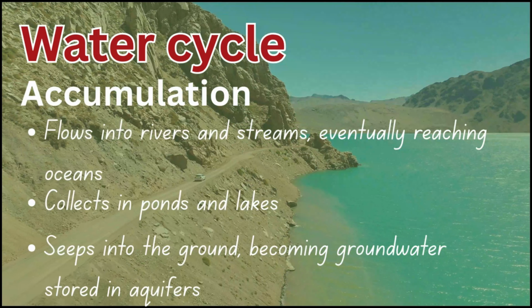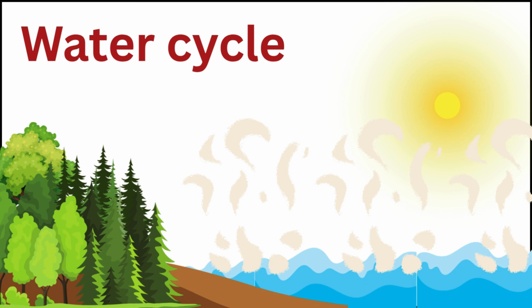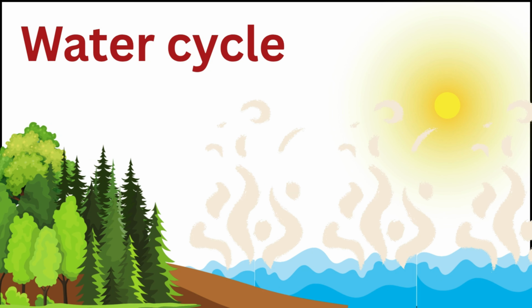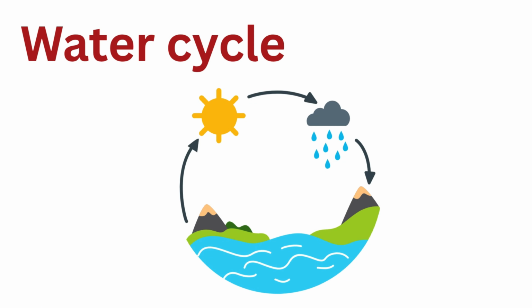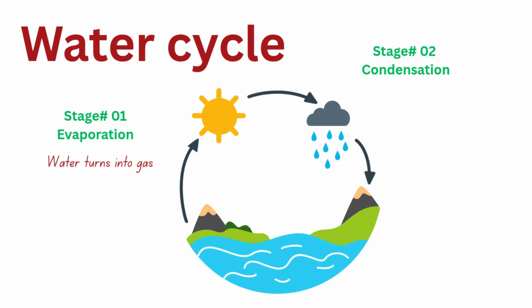Soon, the sun's heat starts the process all over again, lifting water back into the atmosphere and restarting the entire cycle. This is the diagrammatic explanation of the water cycle. It starts with evaporation, where liquid water turns into gas and rises into the atmosphere. As the vapor moves upward, the temperature drops, and it condenses back into tiny liquid droplets. These droplets gather to form clouds.